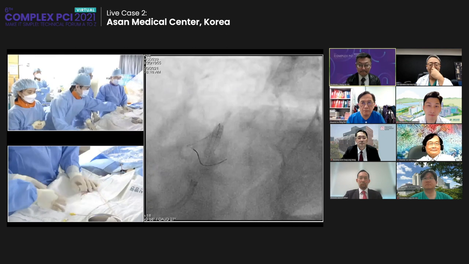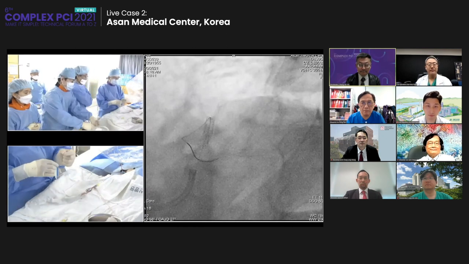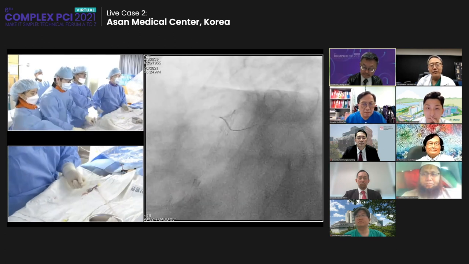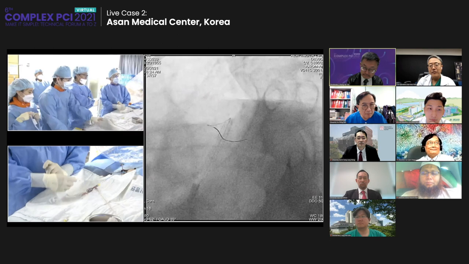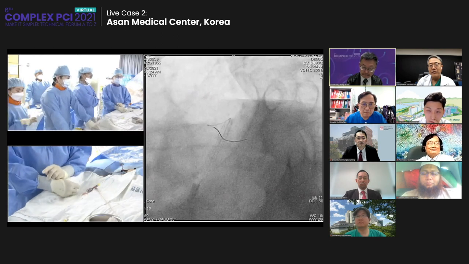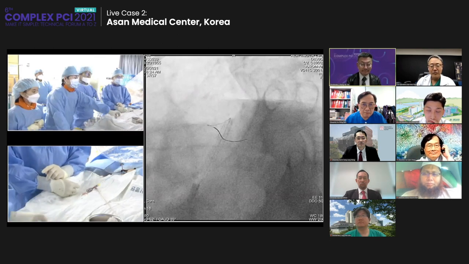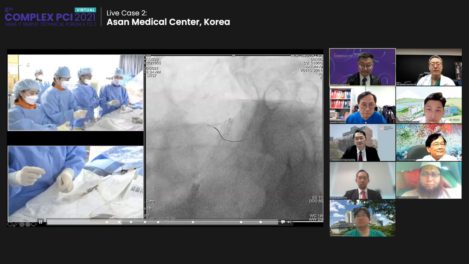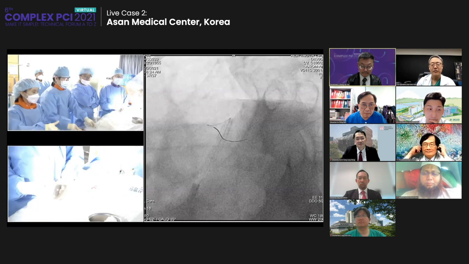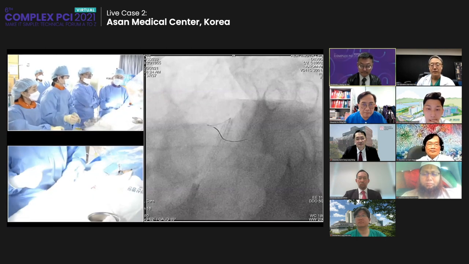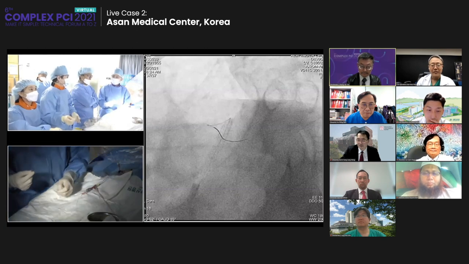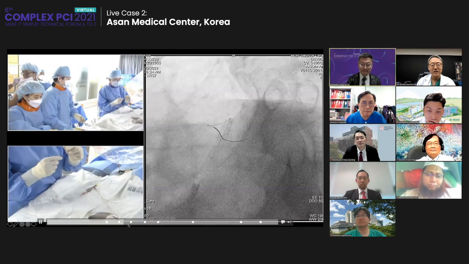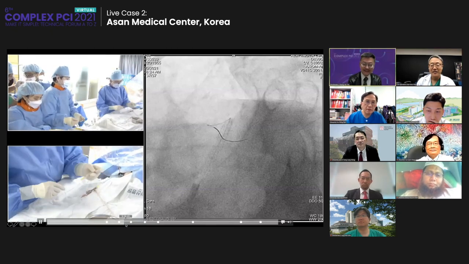Okay. I think most of the audience and panel are wondering what kind of guide wire would be okay for the circ ostium negotiation. So which wire do you try first? This is just a soft wire. Soft wire. Yes, BMW. After this, if it doesn't work, I will try a stronger wire like the Gaia series. Our first trial is just the BMW. Okay. Not the polymer jacket. Yeah, right.